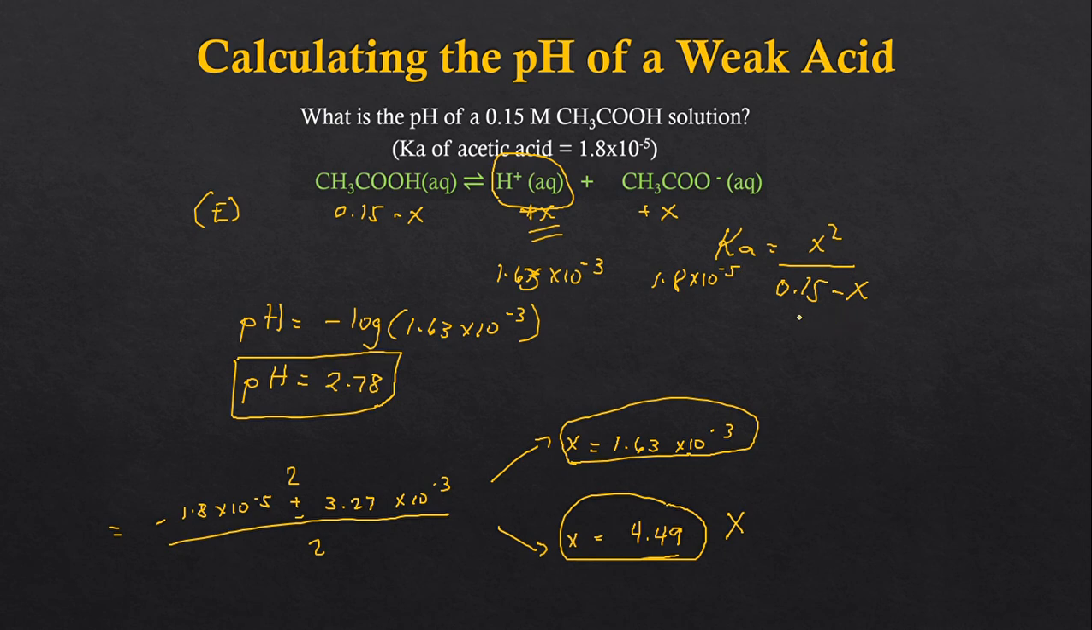Okay. Yung Ka kasi natin ay napakaliit. 1.8 times 10 to the negative 5. So kapag ganyan, tas yung original concentration pa natin ay medyo malaki, 0.15. Kapag ganyan, pwede tayong mag-approximate. So kapag ang concentration natin is around 0.1 something, okay? Tapos ang Ka natin is around 10 raised to negative 5.